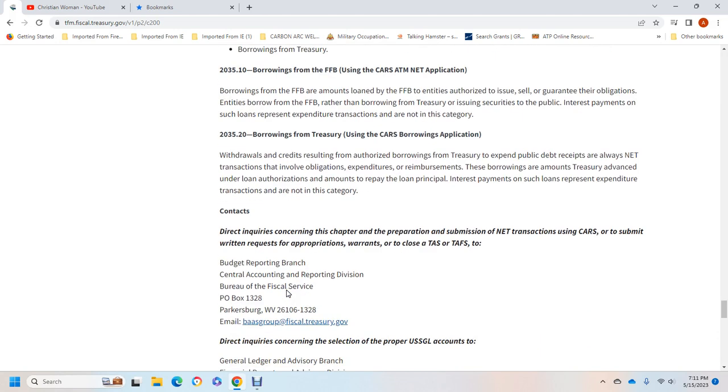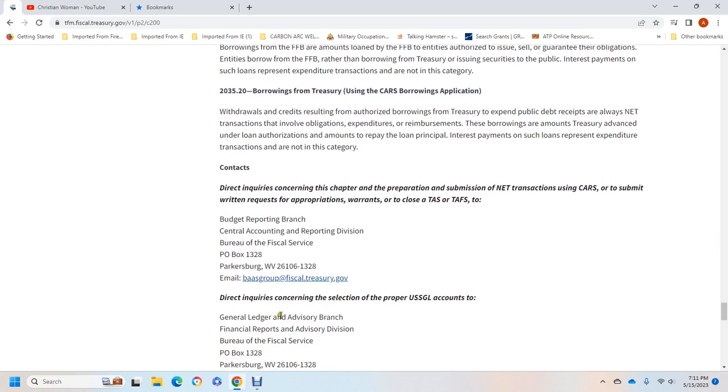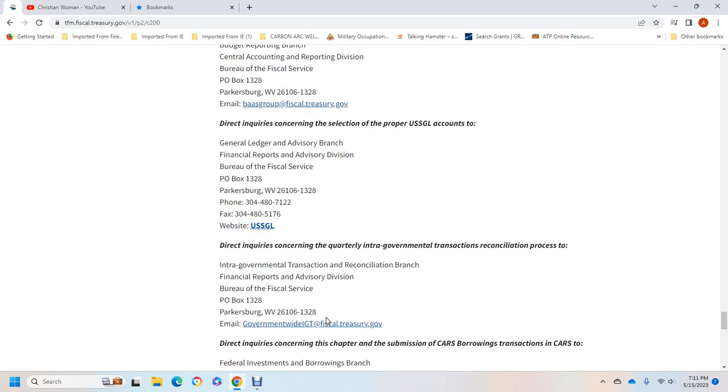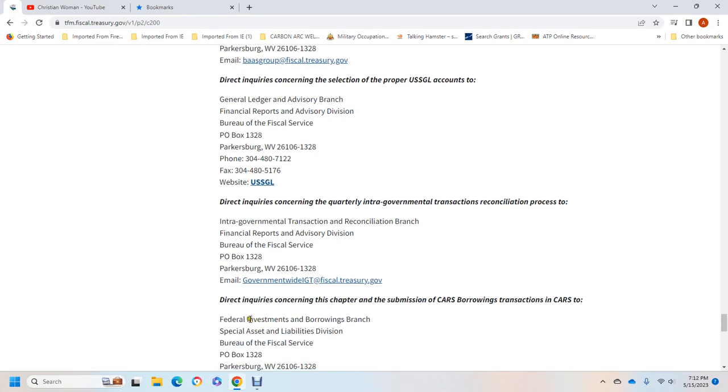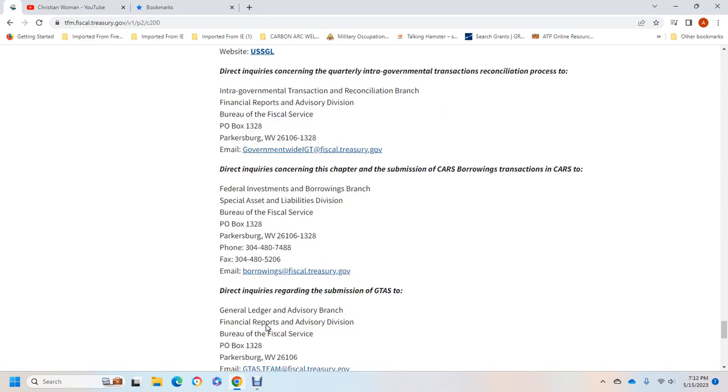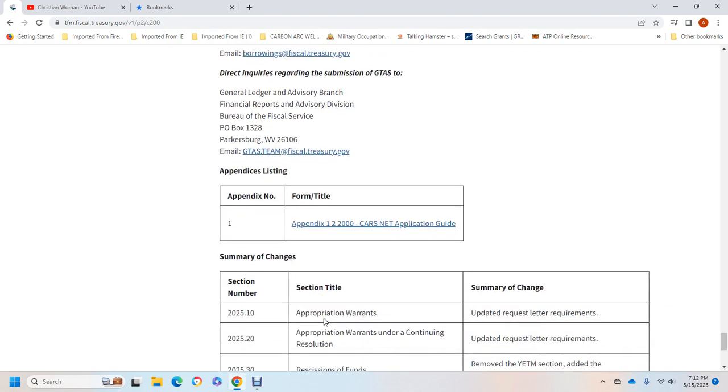In context, we have the Budget Reporting Branch, Central Accounting Reporting Division, General Ledger Advisory Branch, Financial Reporting Advisory Division, Intergovernmental Transaction Reconciliation Branch, Federal Investment Borrowers Branch, Specialist Asset Liability Division, General Ledger Advisory Branch, Financial Advisory Division, and Appendix.